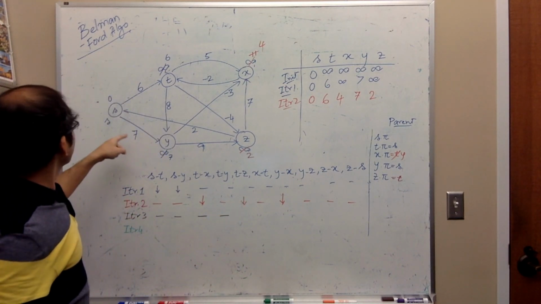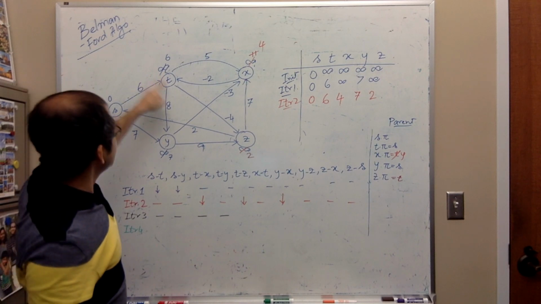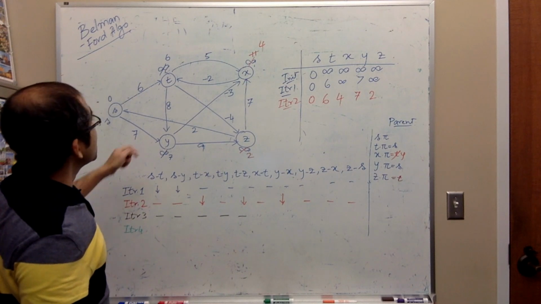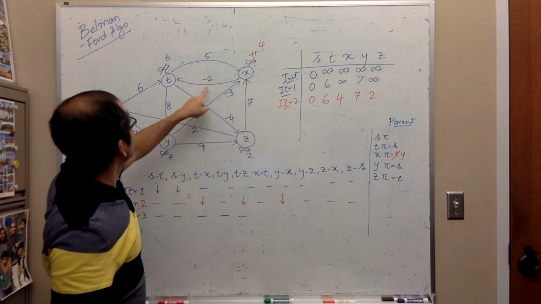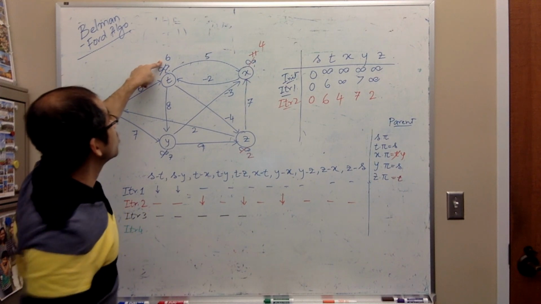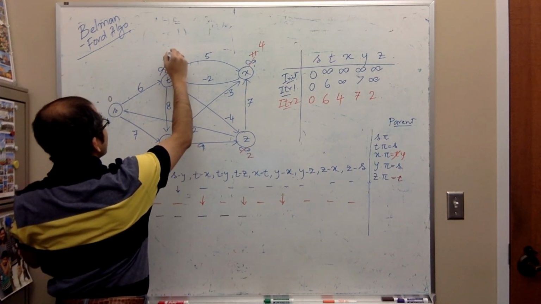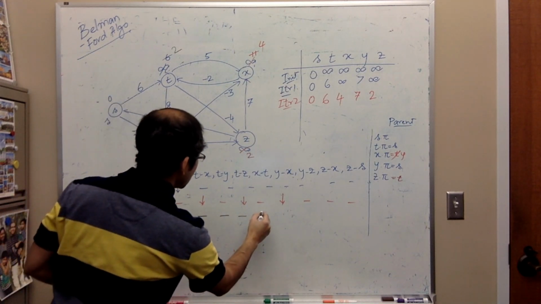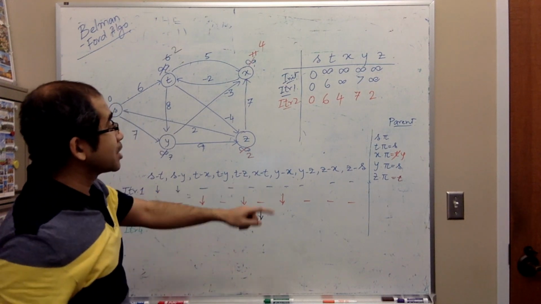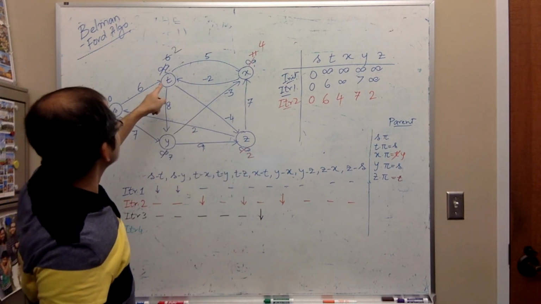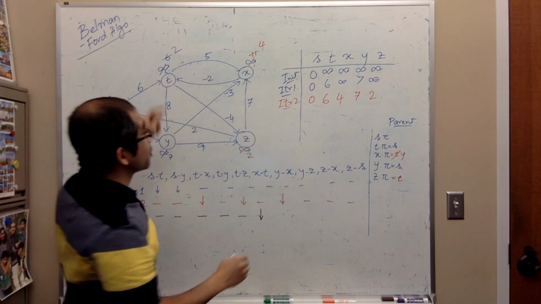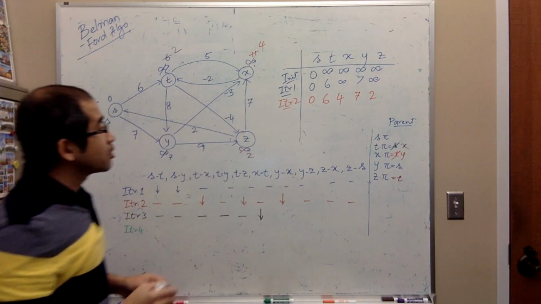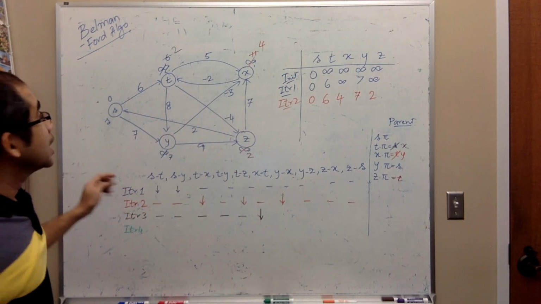T to Z is 6 minus 4, 2, we already have 2, nothing to do here. X to T is 4 minus 2, which is 2. See, now we have a cheaper distance estimate for T. So X to T actually reduced. I put a downward arrow, and at the same time T's parent will change to X because we have a cheaper path through that. From S we change to X. Okay, I hope you are following.